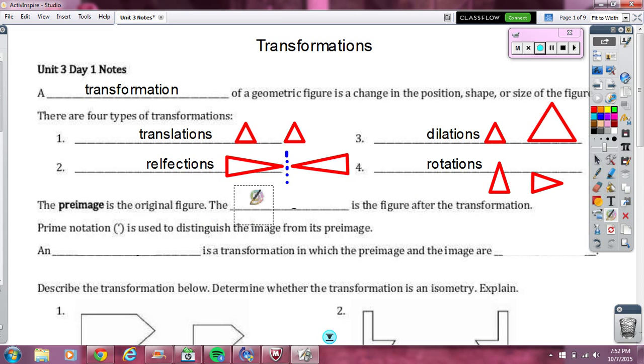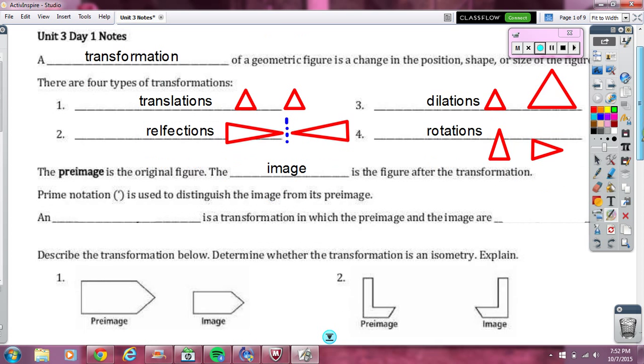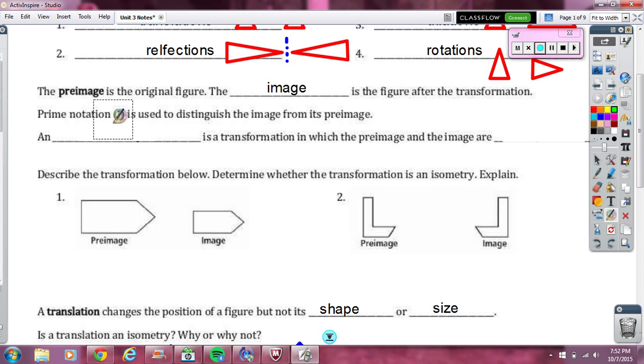So we've got two different objects. You've got the pre-image, which is the original shape, and then the image is the figure after you've done the transformation to it. Prime notation, or like these little apostrophes, are used to distinguish the image from the pre-image. And an isometry is a special type of transformation where the pre-image and the image are congruent, or the same size.